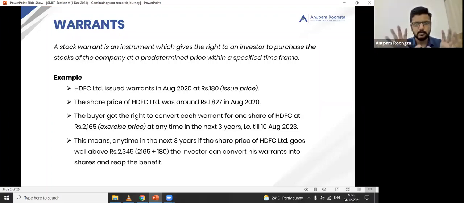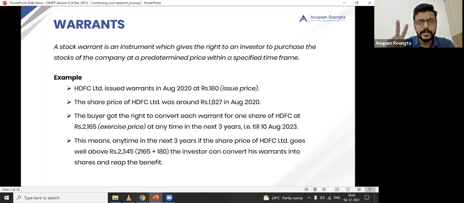Right, now 2-3 points in this. Number one, if the share price does not cross 2345 in the next 3 years, what happens in that case? My warrants go waste. Why will I pay 2165 rupees for a share which I can get at a cheaper price in the market? Right? So my 180 rupees into 500 which I paid goes waste from the investor's point of view. The company gets the money, but the investor loses out in this. What do you call it? You can call it a gamble.